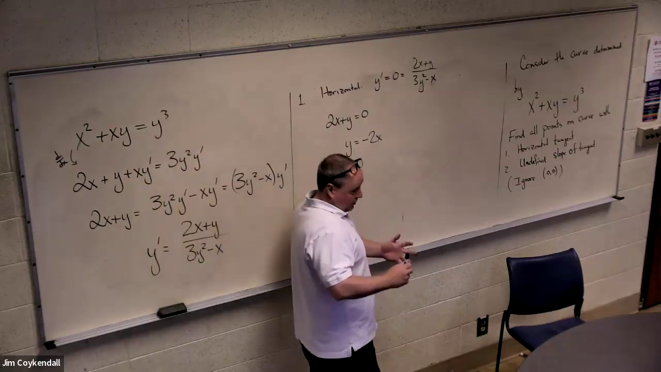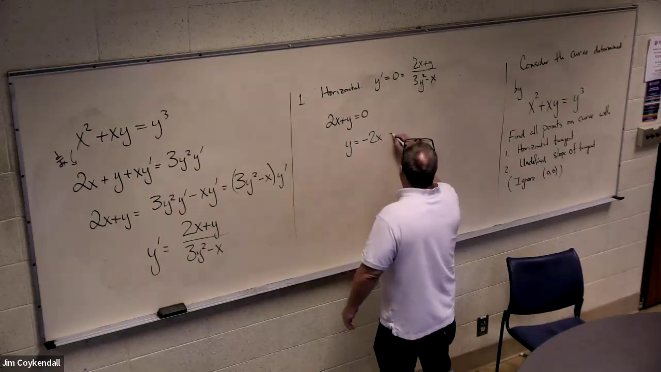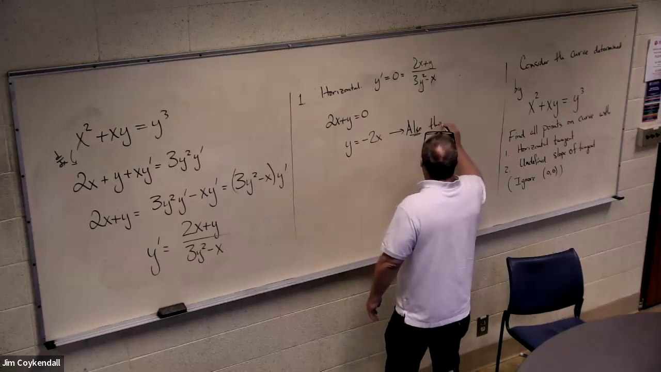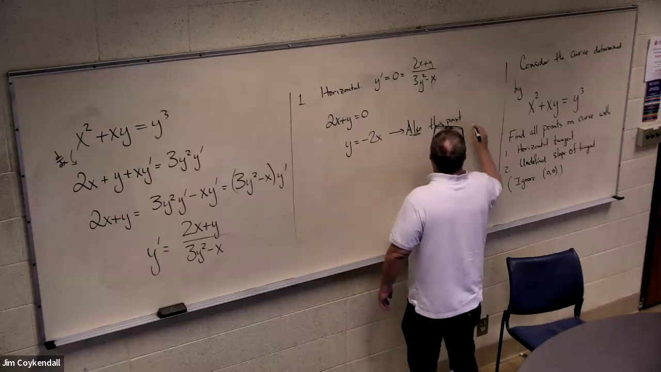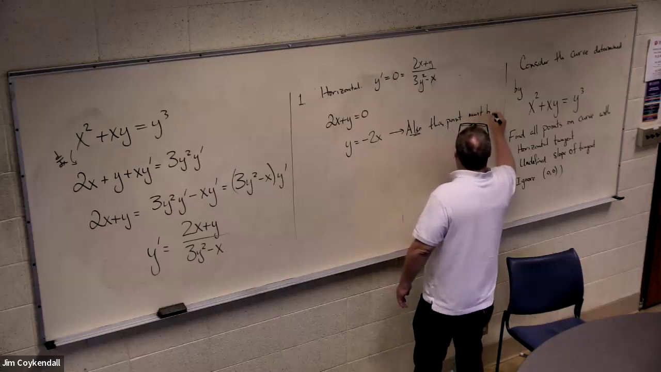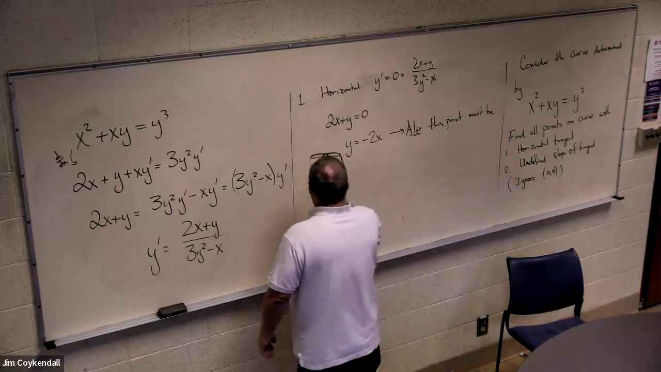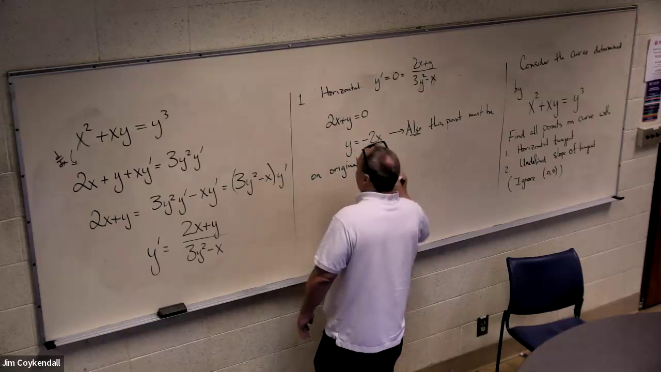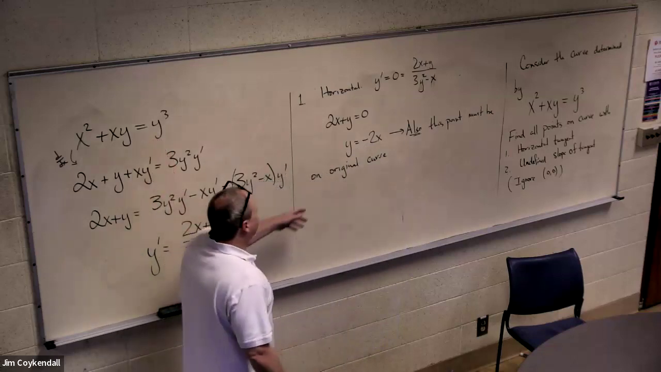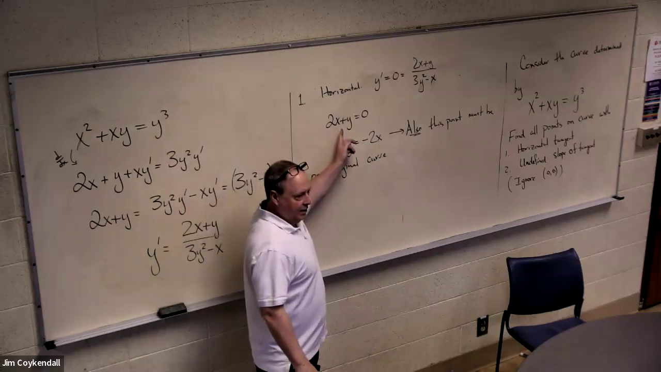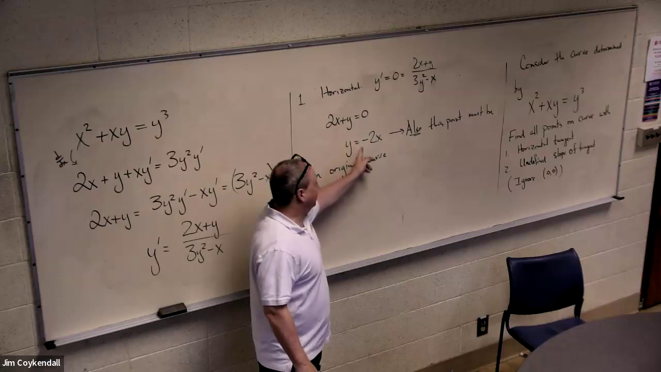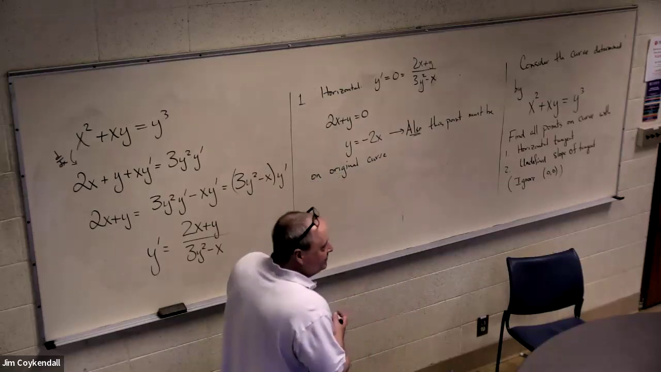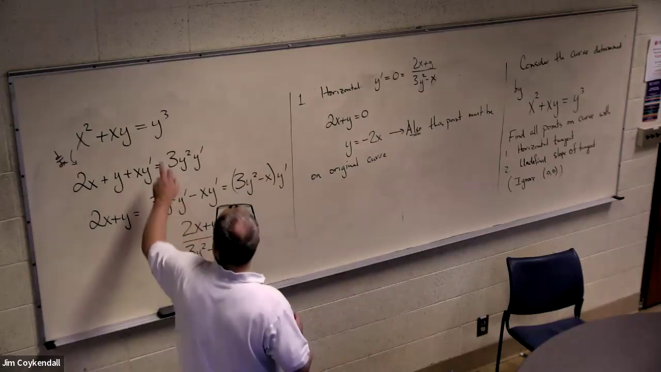Well, yeah, we've got to get the points first. Also, this point must be on the curve. See, we took the original curve, took the derivative of it, and found a condition for a horizontal tangent: y is equal to minus 2x. We've got to make sure that this is on the curve. So how can we do this? Plug it back into the original.